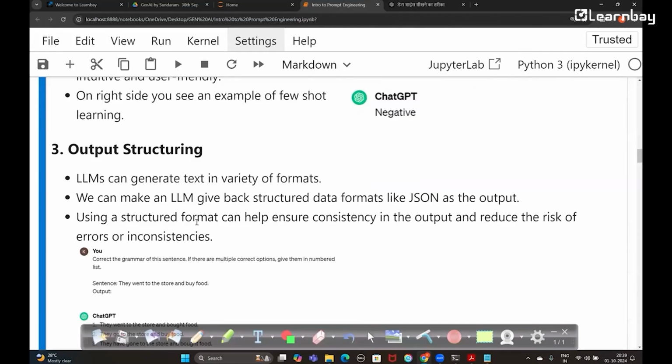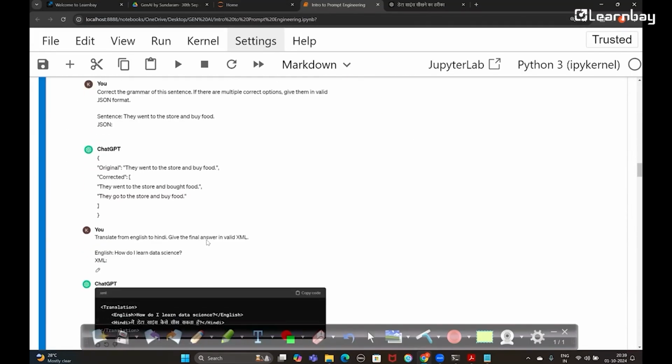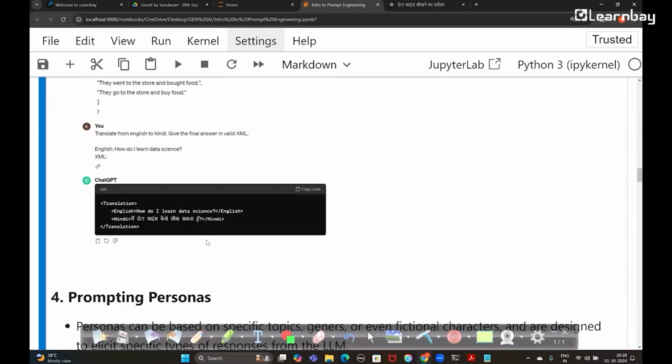You have to decide what structure you want, and write the prompt like that. Some examples are also there. Please refer to this material, it will help you.